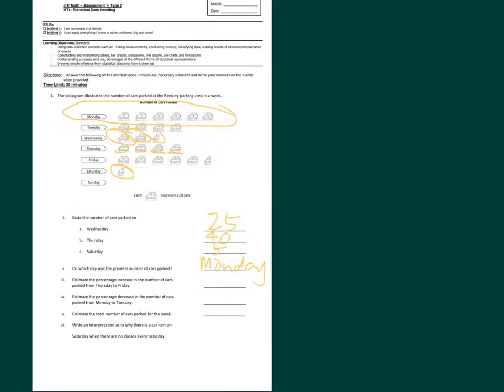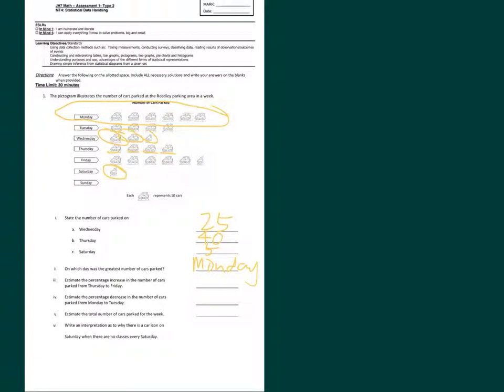If you look at your pictogram, on Thursday we have 4 icons. That means we have 40 cars parked on Thursday. While on Friday we have 1, 2, 3, 4, 5 and a half, so that's 5 and 1/2. 5 means 50 because each icon represents 10 cars, and then half of the icon is 5, so we have 55 cars on Friday.